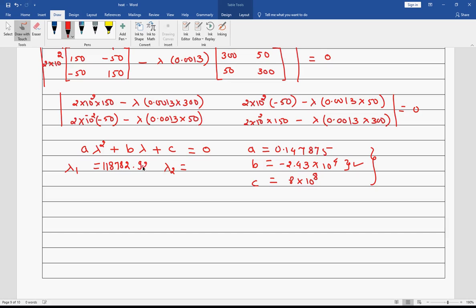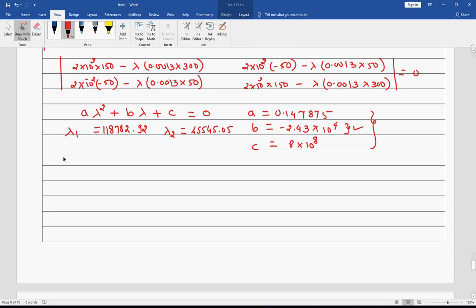782.92, let us say, and this is 455.05. Okay, fine. So now what we do, we'll find first for lambda 1. Okay, so I can write for lambda 1, we are trying to find the u1 vector.